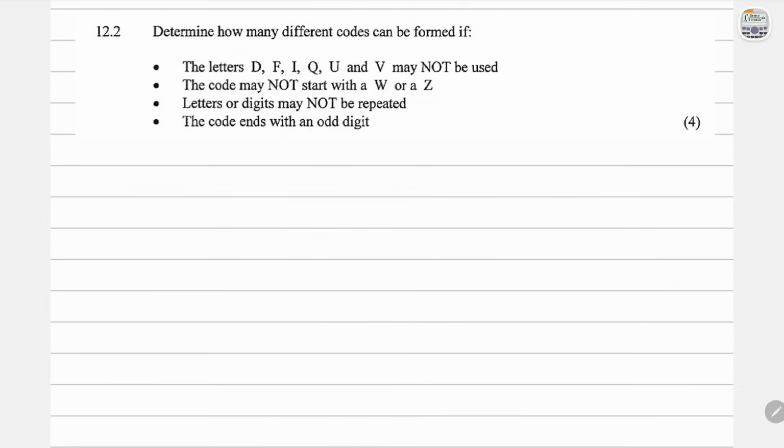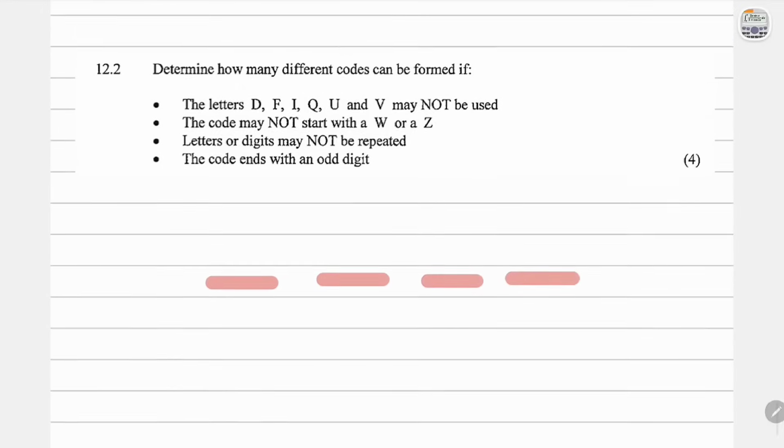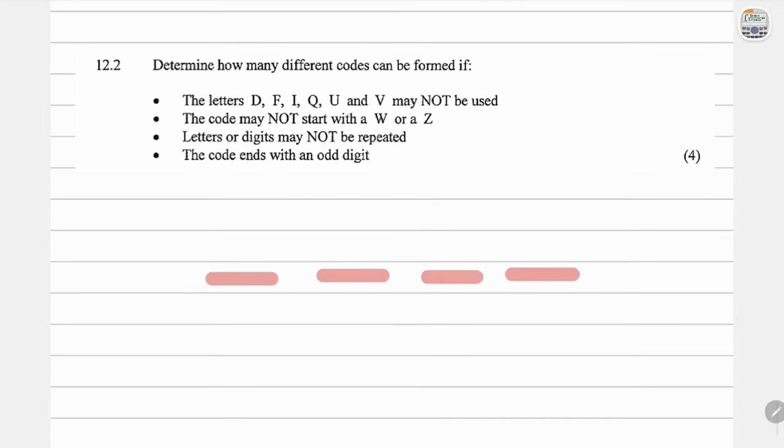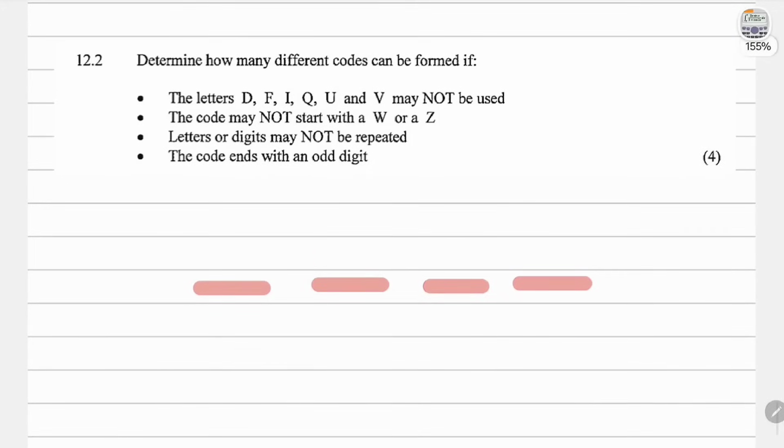So here already we have a number of restrictions. Okay, let's just look at what the code is going to now look like. Okay, so it's still a 4-character code. So with these types of questions, it's best to start with those strict restrictions where, for example, you're only allowed to use a specific type of digits or numbers in a specific position.